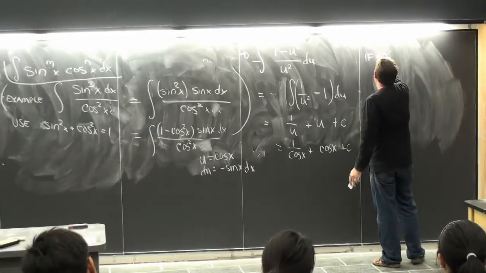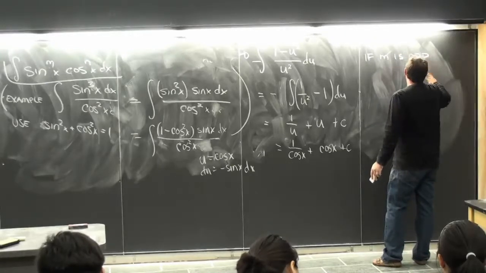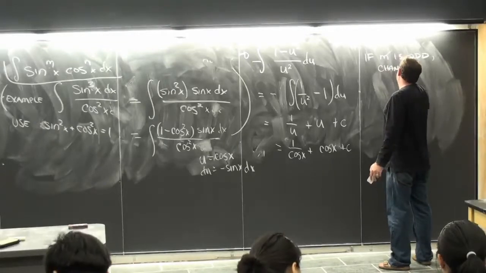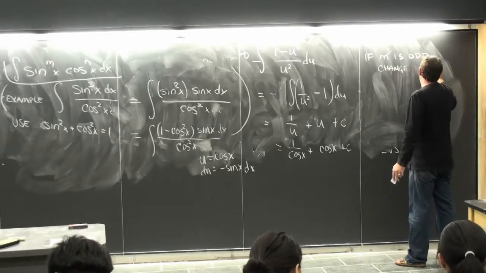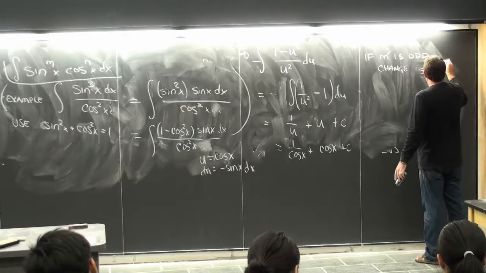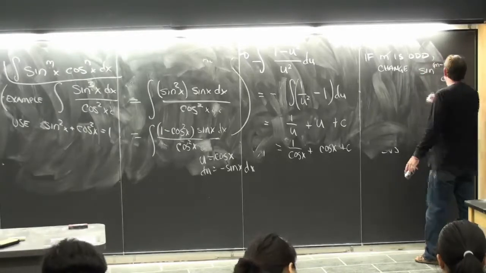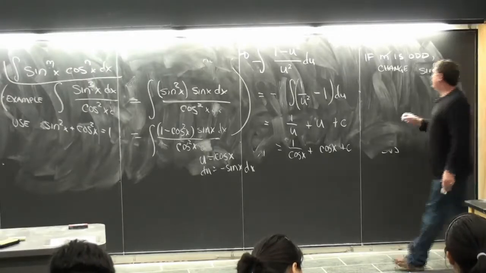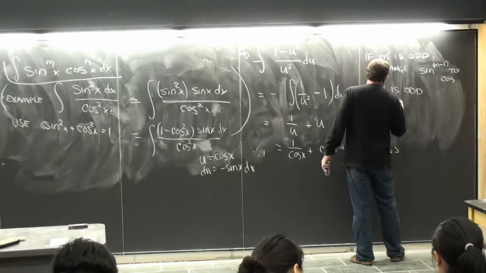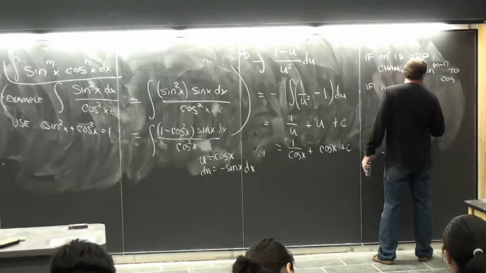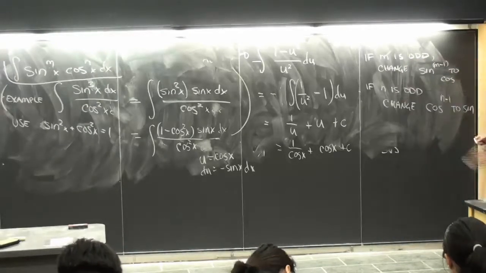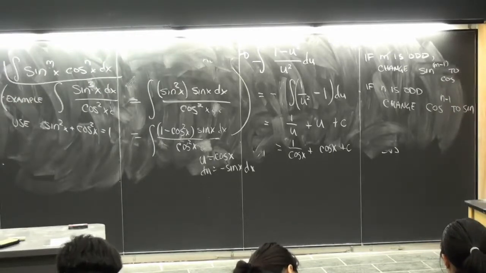So, if m is odd, I'm going to use that to change m minus 1 to cosines. If n is odd, then I change n minus 1 to cosines to sines. Again, using sine squared plus cosine squared is 1. And if they're both even, this doesn't work.